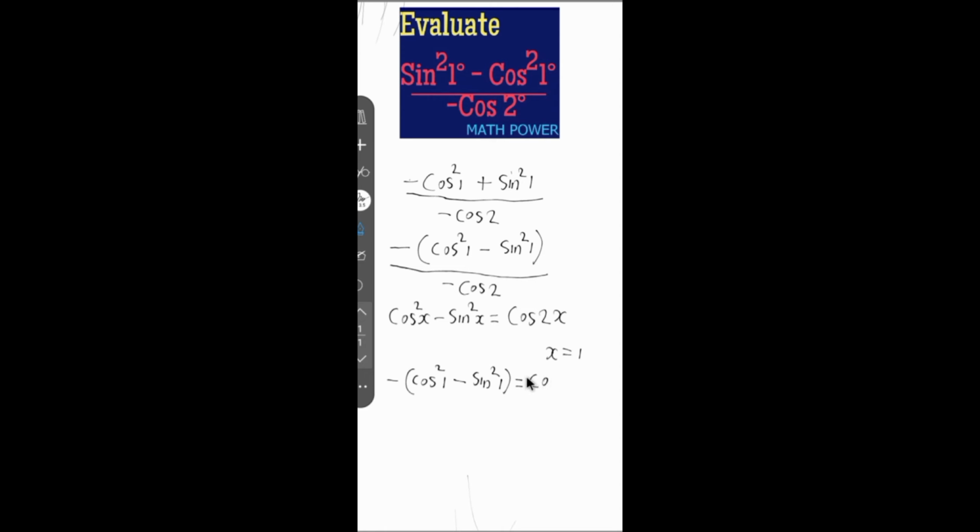Cos minus cos 2 open bracket 1. So which is the same thing as minus cos 2. Then our final solution will now look like this: minus cos 2 all over minus cos 2, which is equals to 1. So that's our final solution. Try for this one.